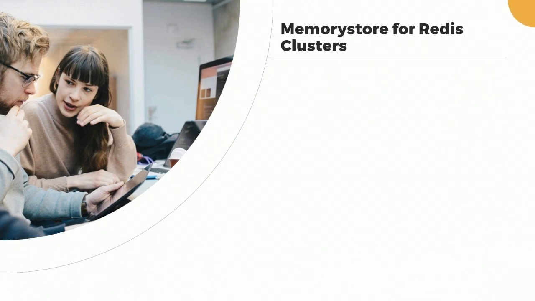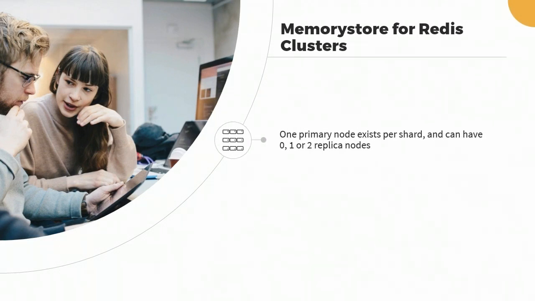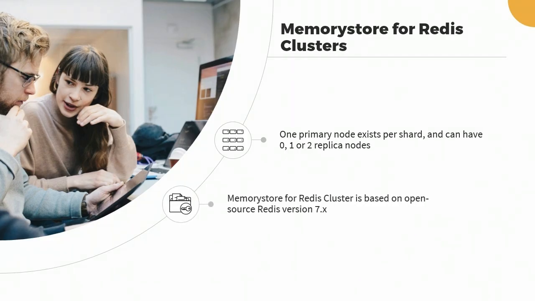So how does this work? Memorystore for Redis clusters has one primary node per shard, and each shard can have 0, 1, or 2 replica nodes. Replica nodes provide high availability and additional read throughput, and they're evenly distributed across multiple zones. Memorystore for Redis cluster is based on open source Redis version 7.x, and this supports a subset of the total Redis commands, which you can look up in the Redis documentation. They go a little outside the scope of this video, but if you know how to use Redis on your local machine, you'll know how to use Redis on Memorystore.